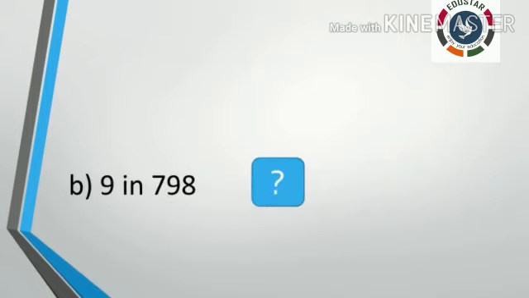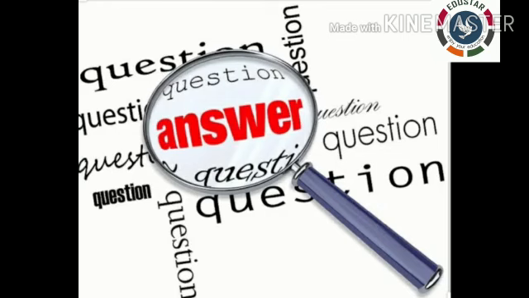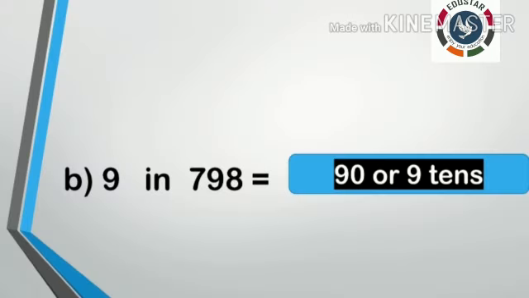Shall I ask you your next question? Question B. 9 in 798. Shall I say the question again? 9 in 798. What is the place value of 9? Just think and give your answer. Your answer is 90 or 9 tens. How will we say? We can say 90 or 9 tens.